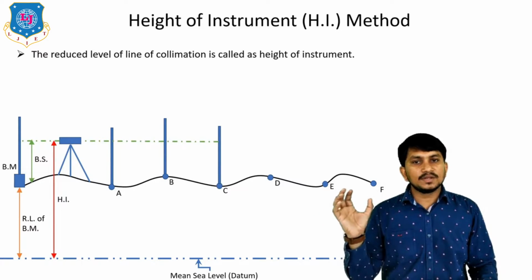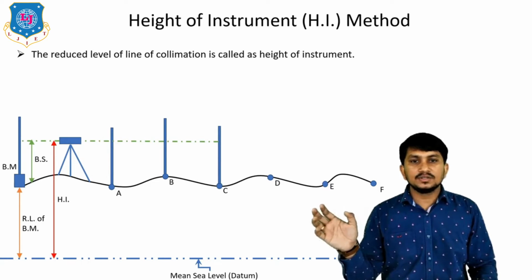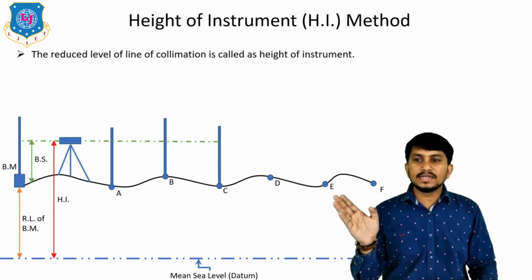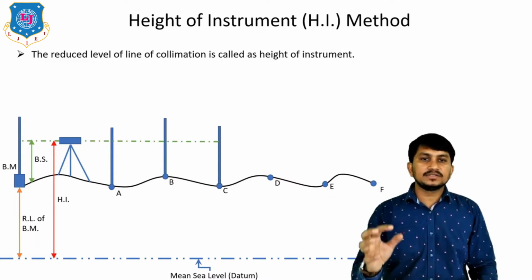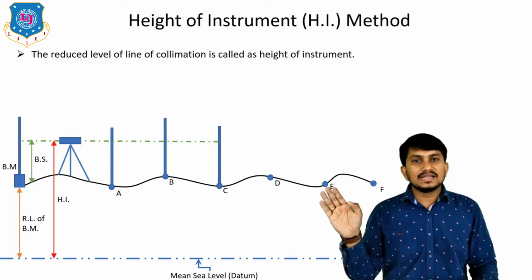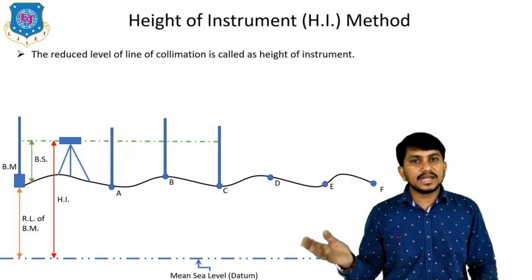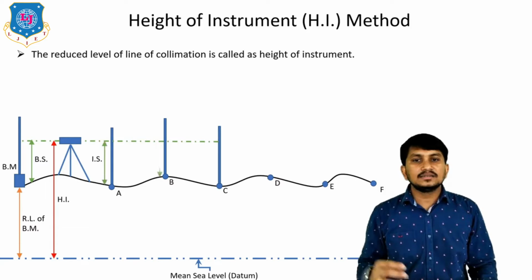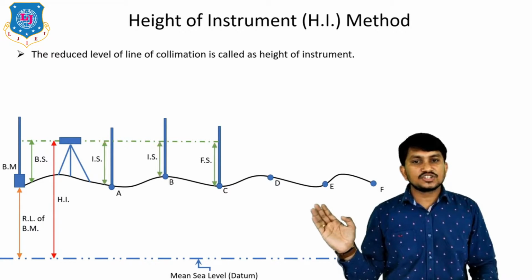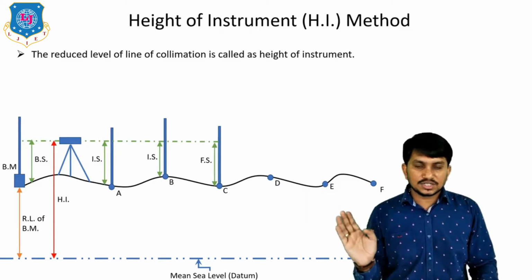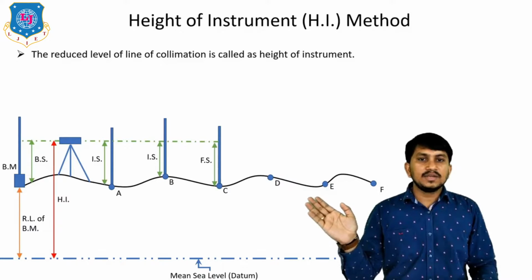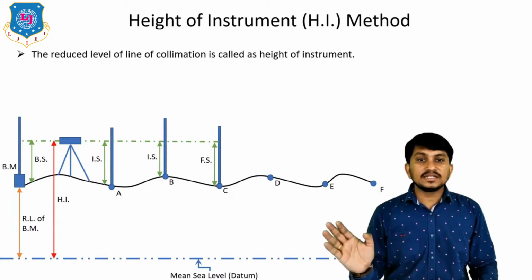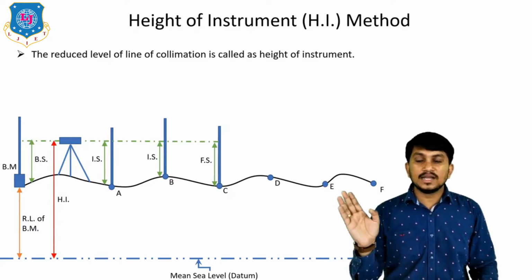Here, setup number 1 has range up to point C. It cannot be used for points D, E and F. For that, a different setup is used. So by setup number 1, we can take readings at A, B and C. The reading at station A is IS, the reading at station B is IS, because it is an intermediate reading between BS and FS. The last reading which is taken at point C is called FS.